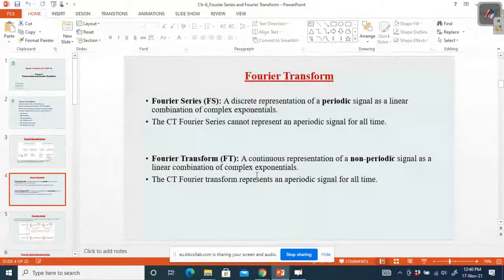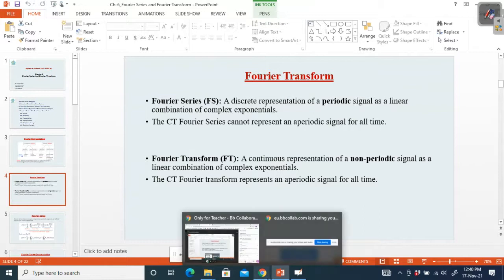Yes, today we are going to talk about a Fourier transform. So what is Fourier transform? A continuous representation of a non-periodic signal as a linear combination of complex exponentials.